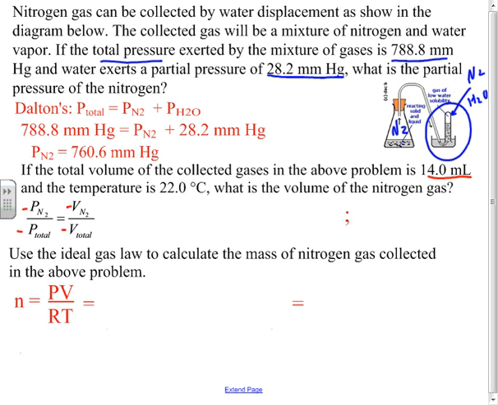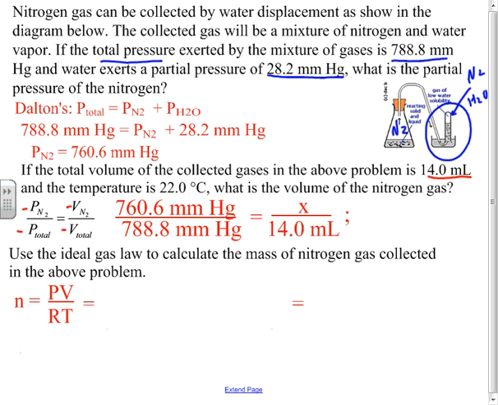In other words, those two are directly proportional to each other. And so we can just substitute in from the previous part of the problem. This is the pressure of the nitrogen to the total pressure, and that equals the volume of the nitrogen to the total volume. Cross multiplying and dividing will give us a nitrogen volume of 13.5 milliliters.